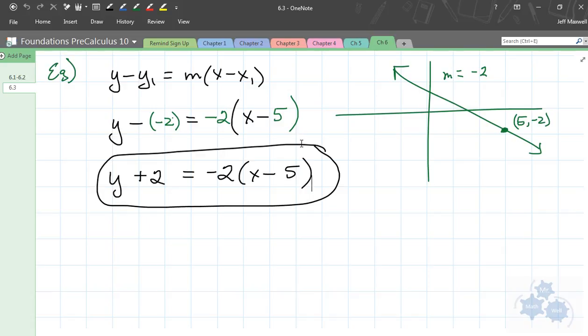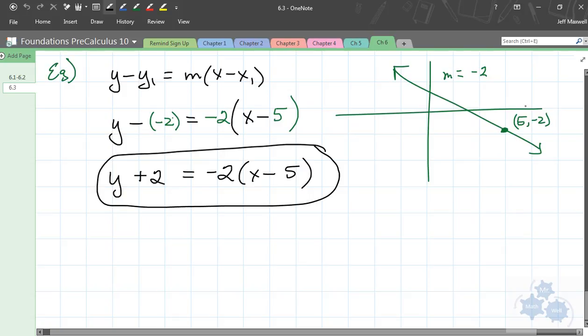Okay, so let's go through it. The point should be 5, negative 2. Here's the x1 value. Here's the y1 value. The slope is negative 2. So the slope goes here. The y value for the line goes here.